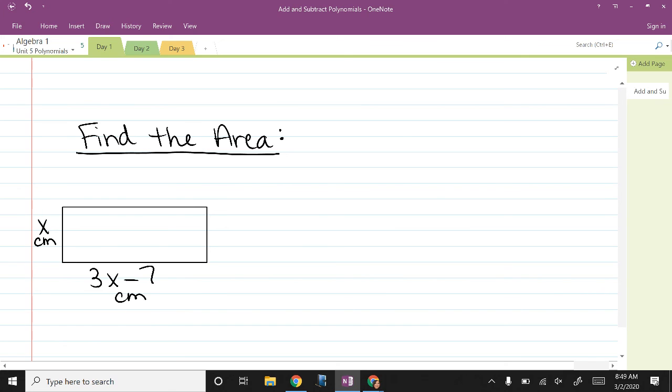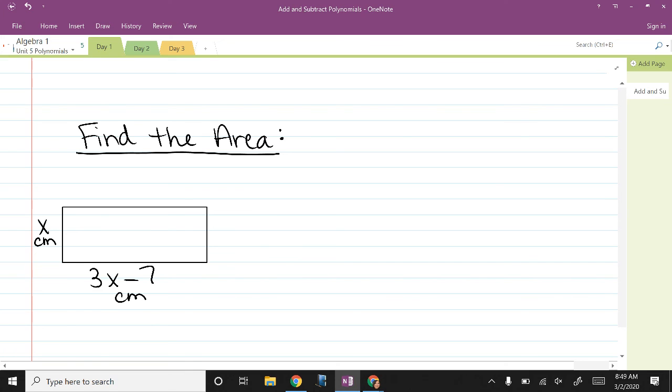One last thing. Can y'all just watch me? Well, you can keep writing. I'm not saying you can't. Find the area of this. Technically, it's a quadrilateral because there's nothing that tells you that it's a rectangle, because it doesn't show right angles and it doesn't show opposite sides congruent. But we'll call it a rectangle just because it looks like one.